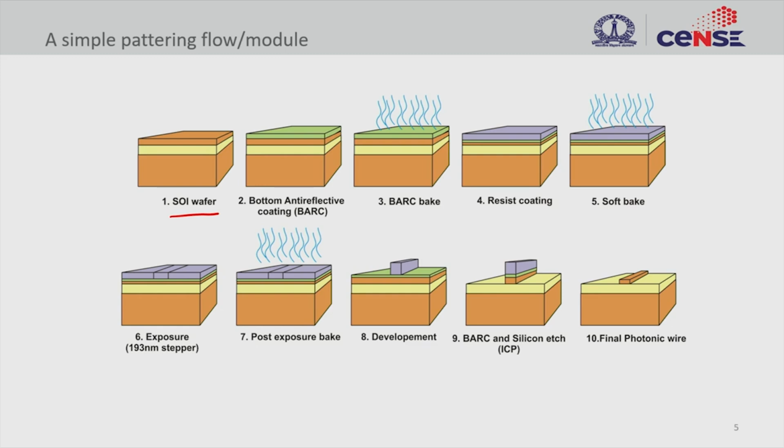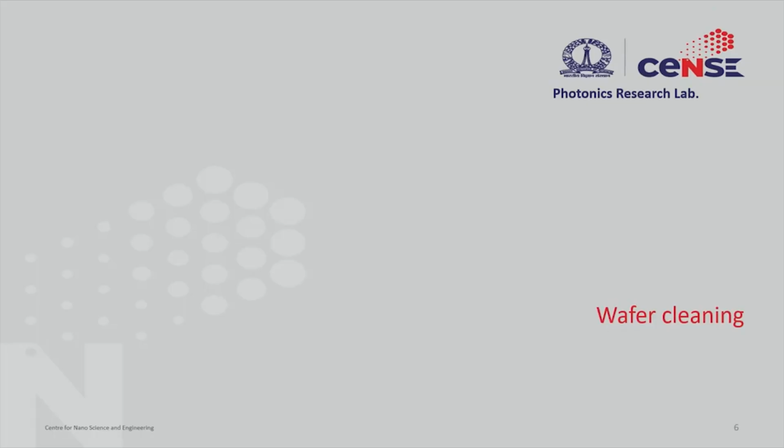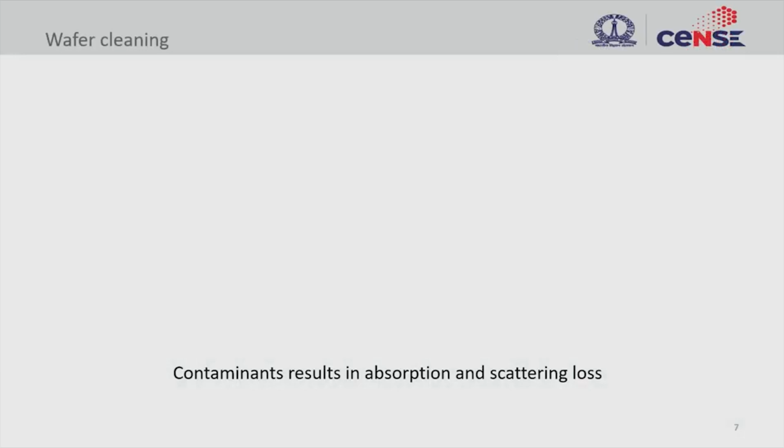So this gives us a very natural way of visualizing how the process would look. If there are any issues that you encounter while making this process flow, then you will go back and look at the developed process flow and then address those issues. So it is always better to visualize whatever process flow we have before starting any process. So once the process flow is done, then we start doing individual process modules. Let's look at wafer cleaning first.